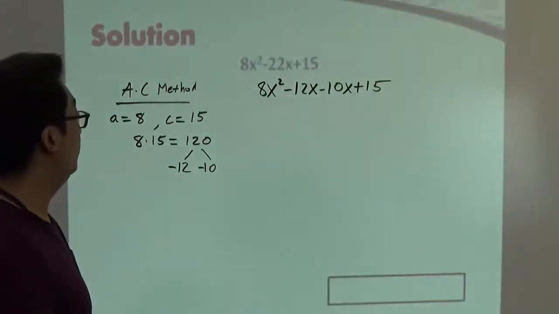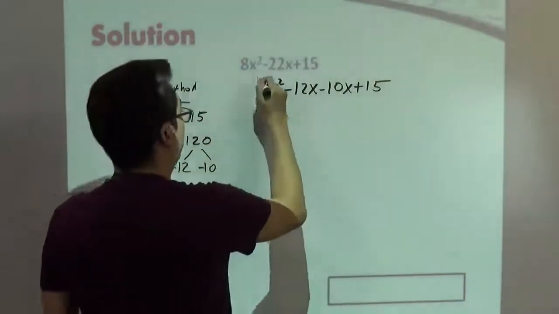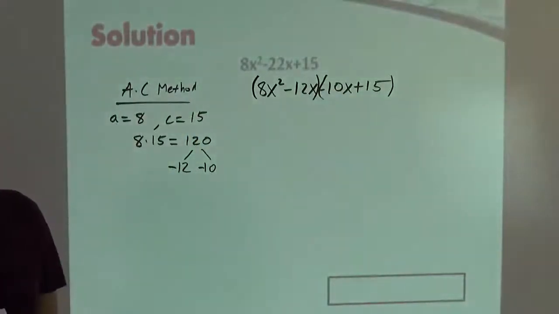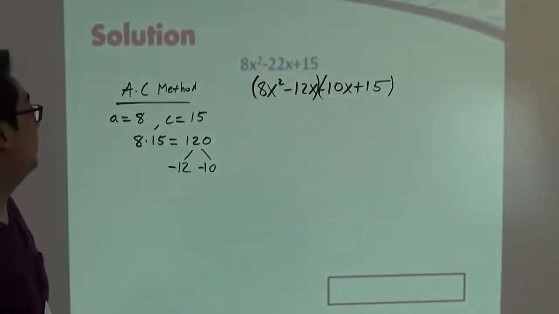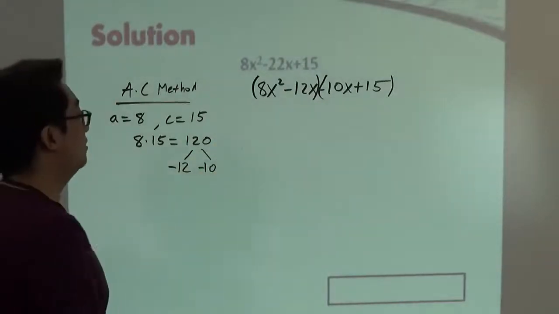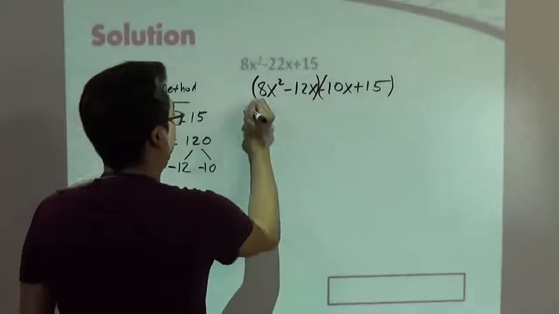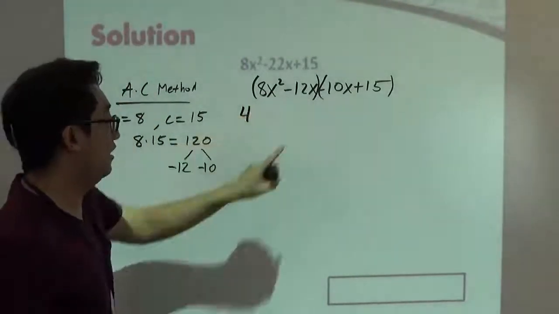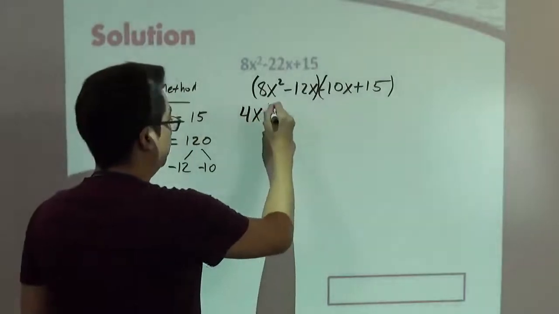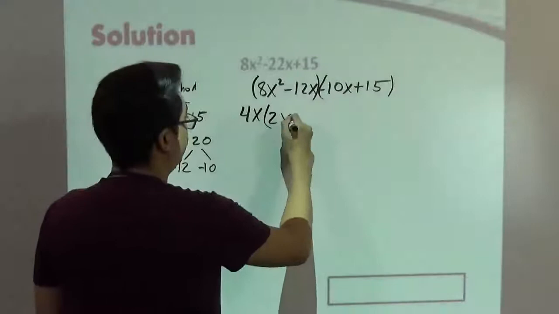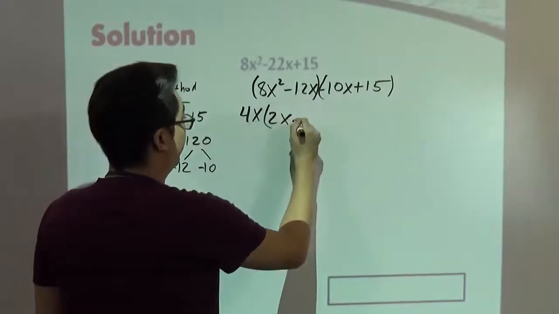So, again, now that I have 4 terms, I group them, my first 2 and my second 2, and I see what is the greatest common factor of my first set of parentheses. So between 8 and 12, my GCF would be 4, and x squared and x would be an x. So when I pull out a 4x, I should be left with 2x, and I get minus 3.